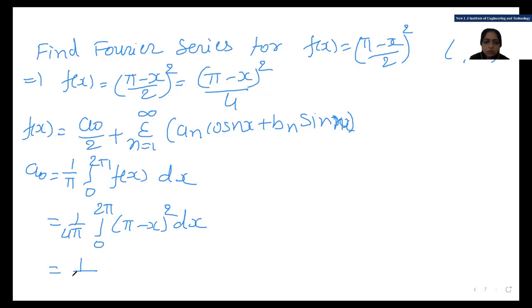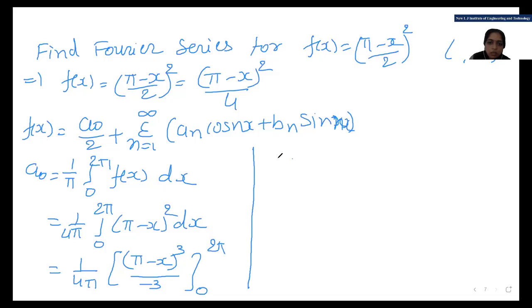So 1 upon 4 pi. Now the integration of (pi minus x) whole square is (pi minus x) whole cube upon minus 3, applying the derivative of the inner term, that is minus 1, so upon minus 3, with limits 0 to 2 pi. Now a0 is equal to 1 upon 4 pi times 1 upon minus 3, so minus 1 upon 12 pi, right?